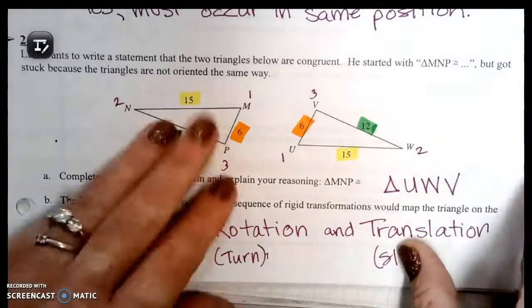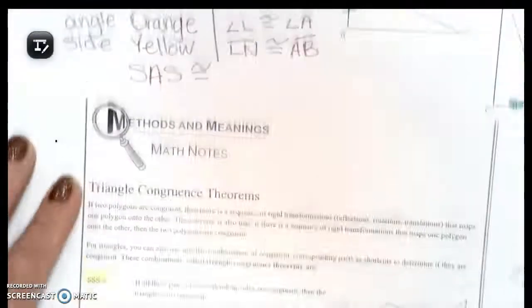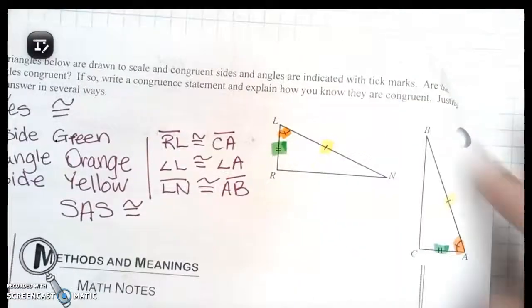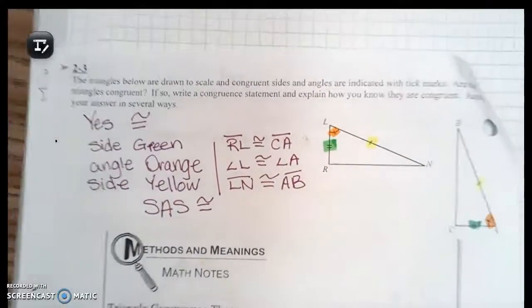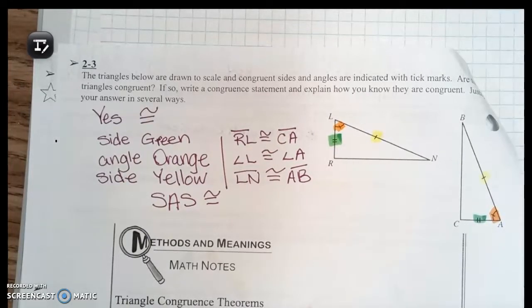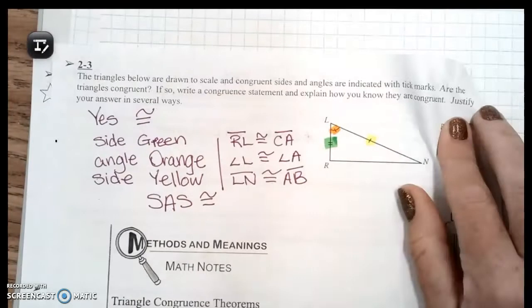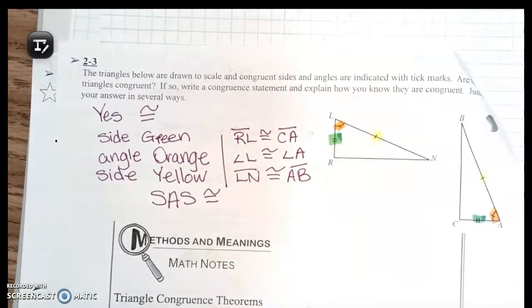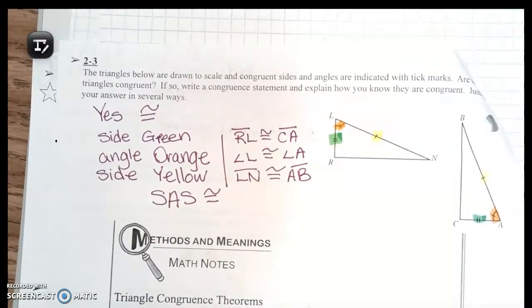We're going to turn over to the top of page 2. Shrink that down just a tad. Top of page 2 is question 3. It says the triangles below are drawn to scale and congruent sides and angles are indicated with tick marks. Are the triangles congruent? If so, write a congruence statement and explain how you know they are congruent. Justify your answer in several ways.